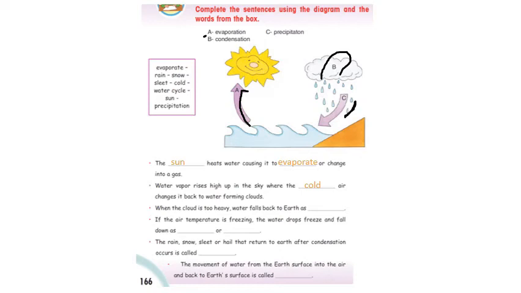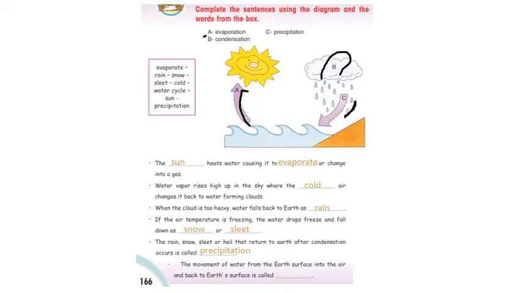Water falls back to earth as rain, snow, or sleet. It falls as snow or sleet if the air temperature is freezing, okay? So the water drops freeze and fall down as snow or sleet. The rain, snow, sleet, or hail that return to earth after condensation occurs is called precipitation.